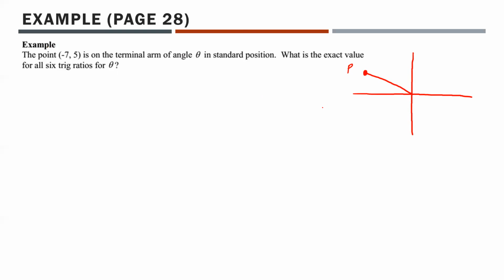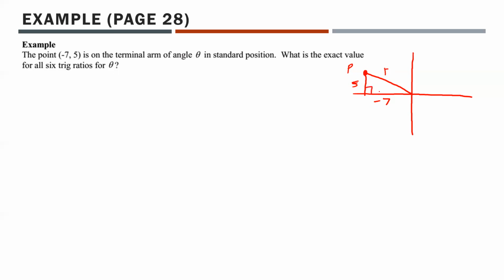What is the exact value for all 6 trig ratios for theta? Okay, to set up these trig ratios, we still need to find an x, a y, and an r. R, of course, being your hypotenuse. X, in this case, is -7. Y, in this case, is 5. And then our hypotenuse, which is our r value, I'll just call it r for now, is currently unknown.